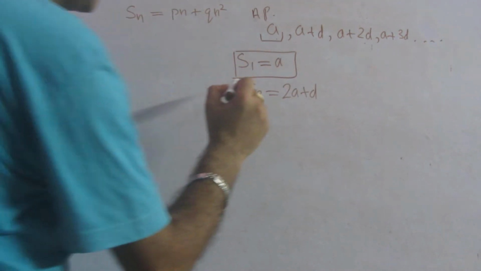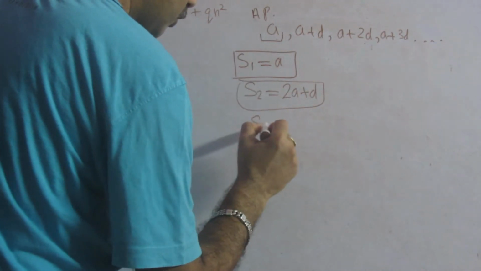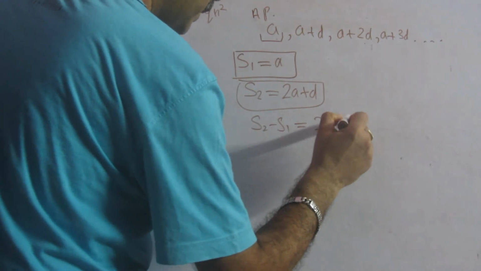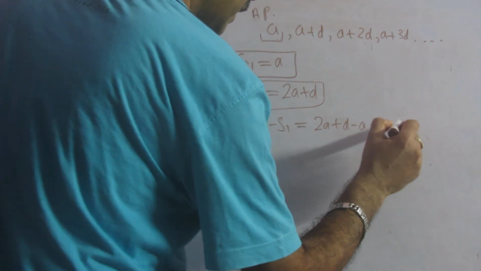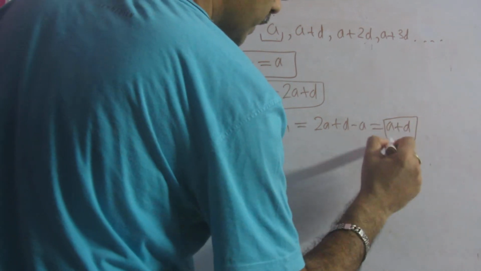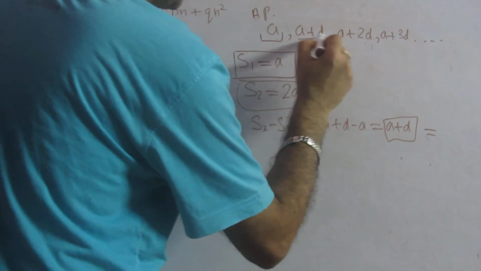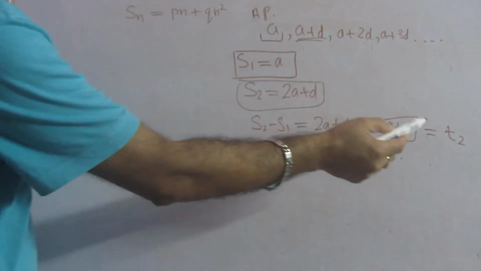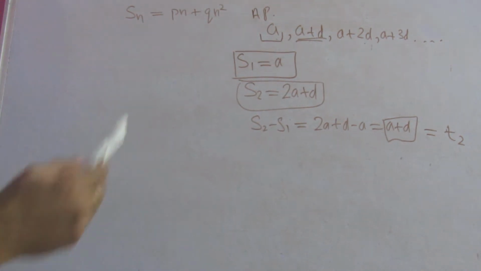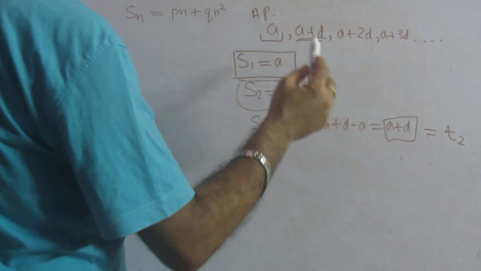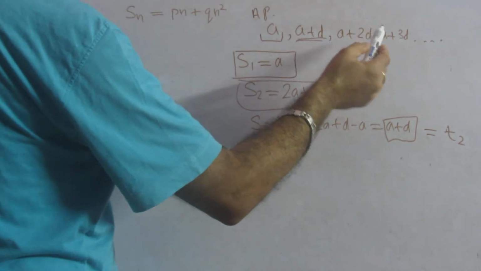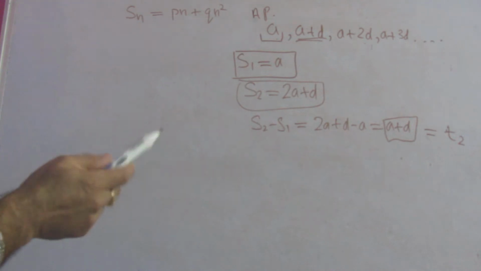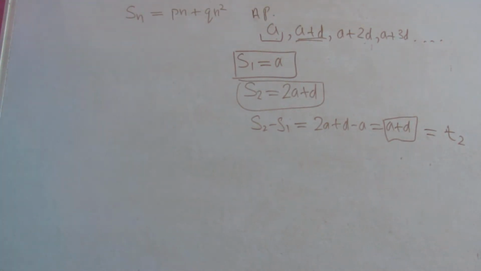Okay, now if I do S2 minus S1, what will I get? I will get 2A plus D minus A, which is A plus D, which is nothing but my second term. So S2 minus S1 gives you the second term. Likewise, S3 minus S2 will give you the third term. So this is the property which we are going to use to solve this question.